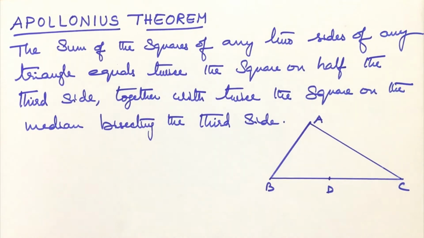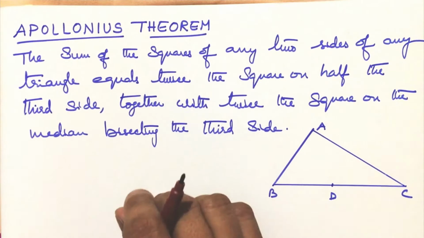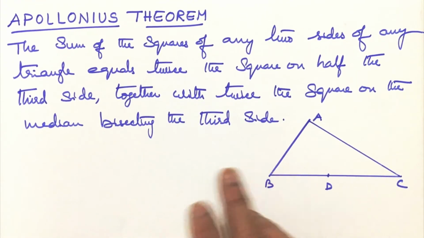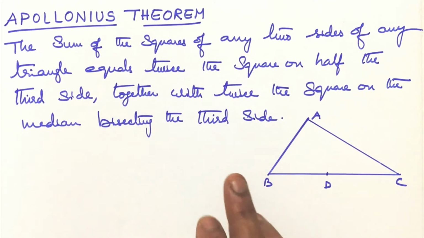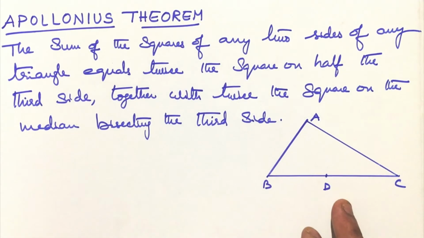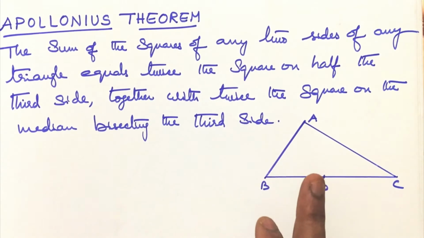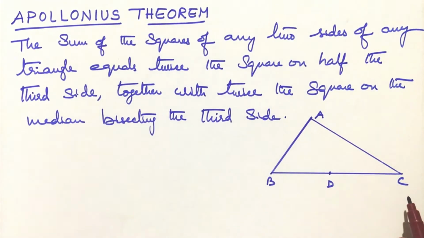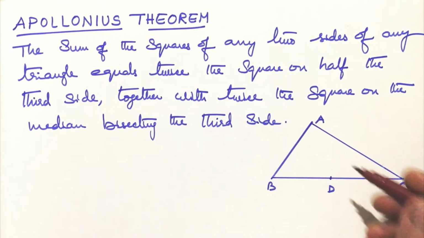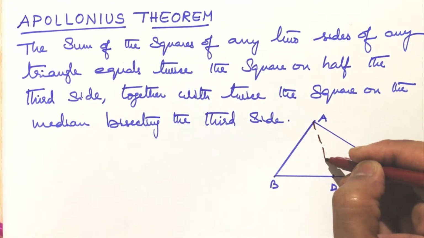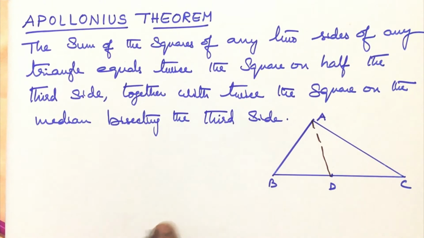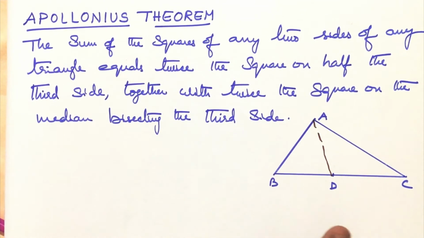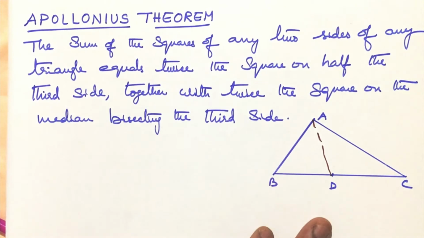Let us learn one of the important theorems, the Apollonius theorem, which states that the sum of the squares of any 2 sides of a triangle is equal to twice the square on half the third side together with twice the square on the median bisecting the third side. Suppose I take a triangle ABC, D is the midpoint of BC, which means AD is the median. We have to show that AB square plus AC square is equal to 2 times (BC by 2) whole square plus 2 times AD square.